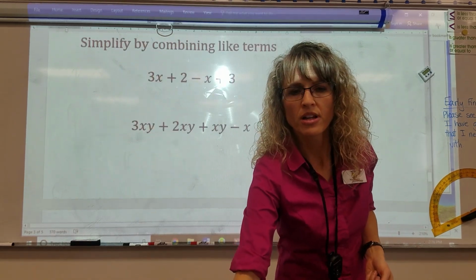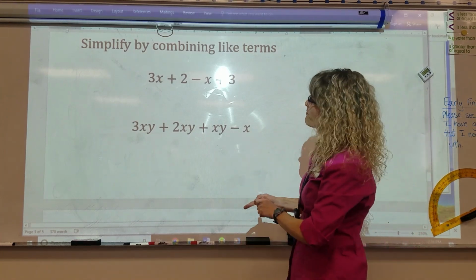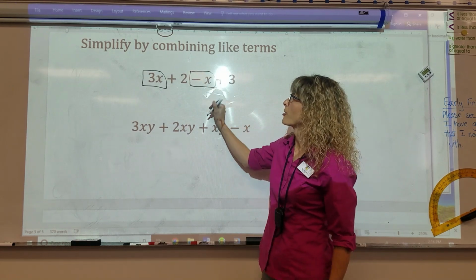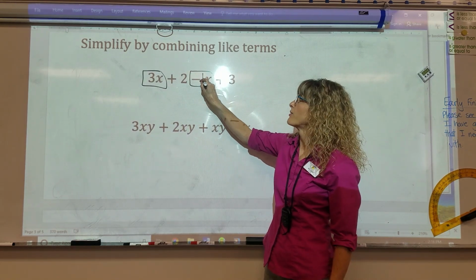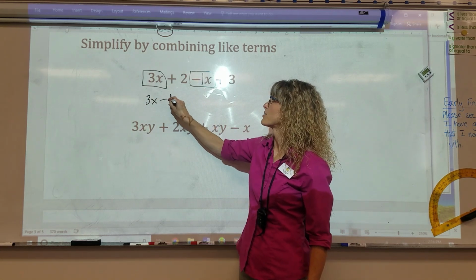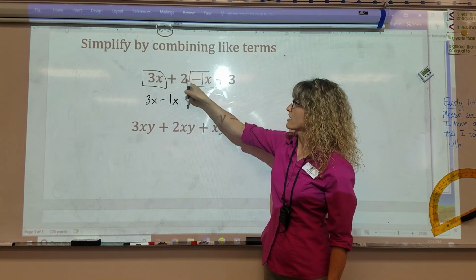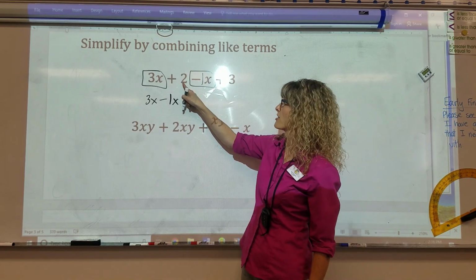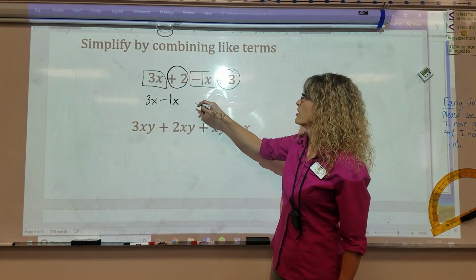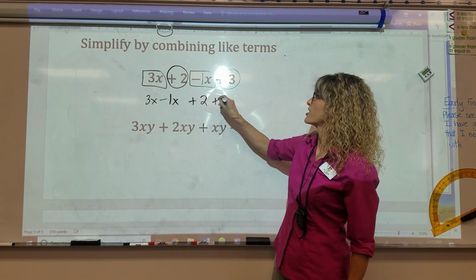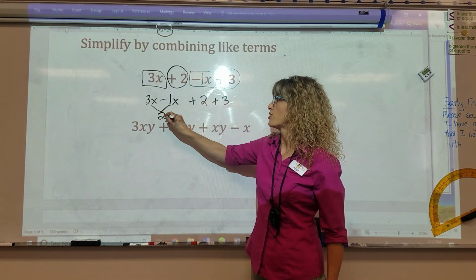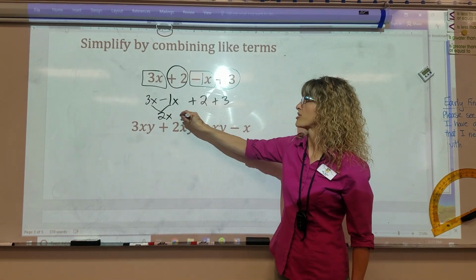So let's try a few. Like term. Same variable. Let's write in our coefficient. Now we're going to rewrite them next to each other. 3x minus 1x. Are these like? Yes, they are. They're just coefficients, right? So I'm going to do a circle and a circle. They're going to go next to each other. 2 plus 2 plus 3. Now I'm going to add. 3x's minus 1x's gives me 2x's. Plus 2 plus 3 is plus 5.